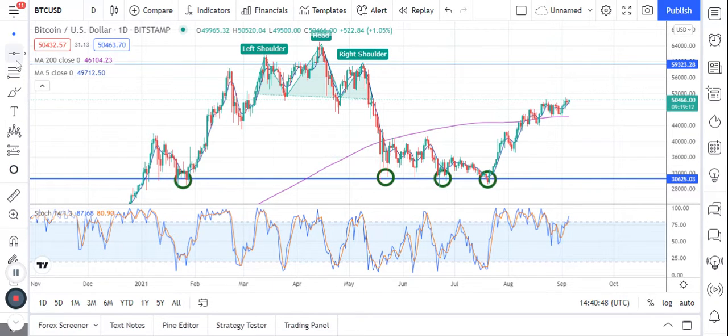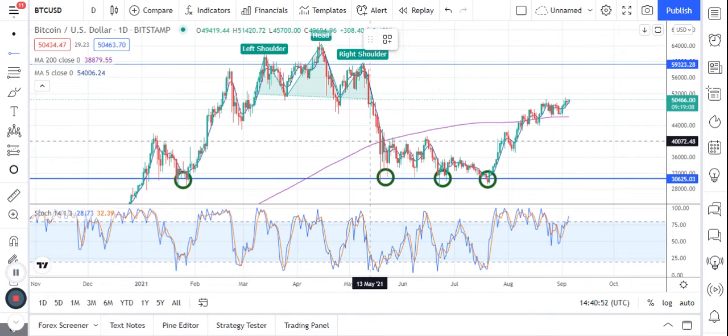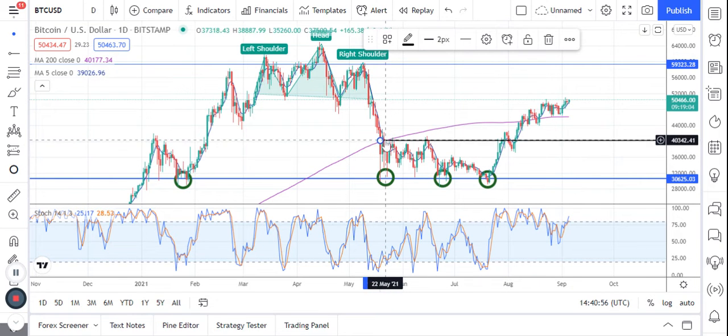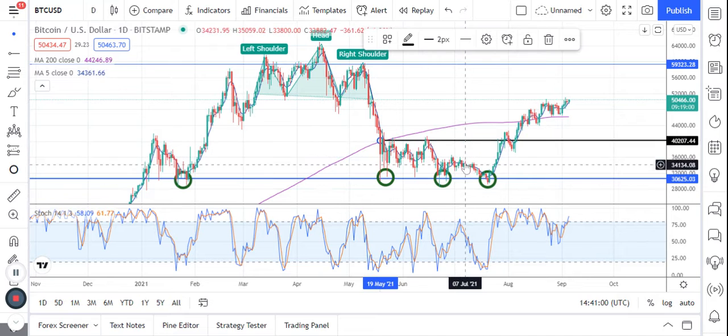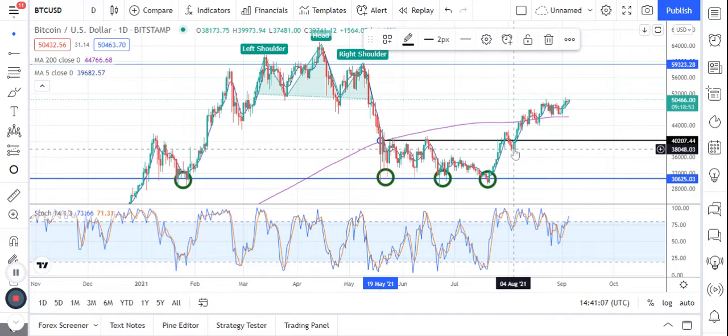Let me show you that. Let me use the horizontal ray so it just goes early. So you can see that there was a kind of a zone here. The market, after getting to this point, was practically trading in between this range before it broke off and came back for a retest. This here is a fake out, so it couldn't go below this, so it had to shoot up.